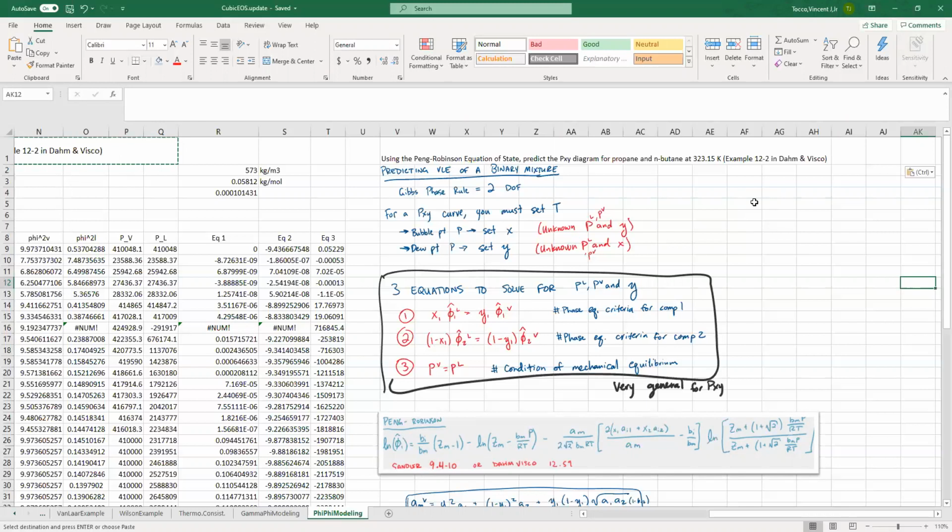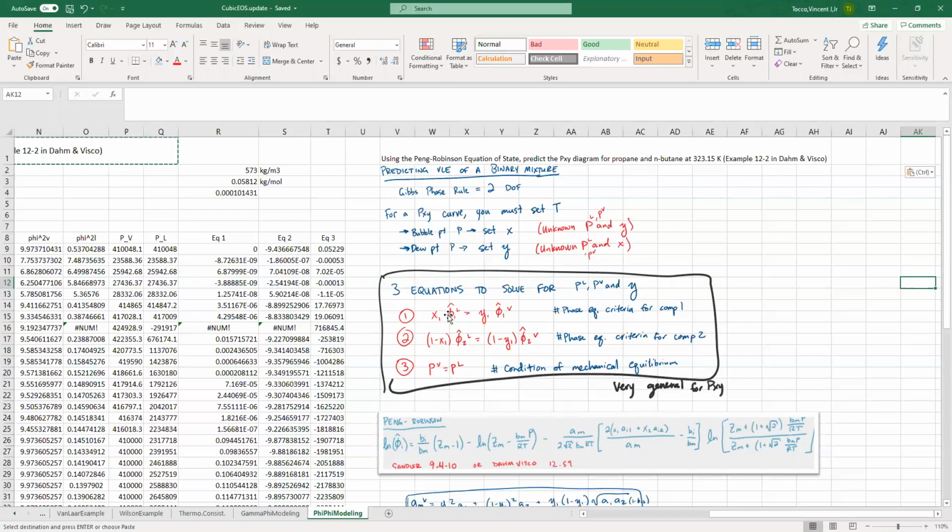So just as a reminder, what we're trying to do is use Phi-Phi modeling with the Peng-Robinson equation of state to predict the PXY diagram for propane and butane at a specified temperature. Recall that we've set the temperature, and we have a choice to set either X or Y. I've elected to set X such that we have three equations that we can solve for: the two equilibrium criteria, which are a function of the mixture fugacity coefficients, which we'll have to calculate, and the constraint that the pressures of the two phases must be equal.